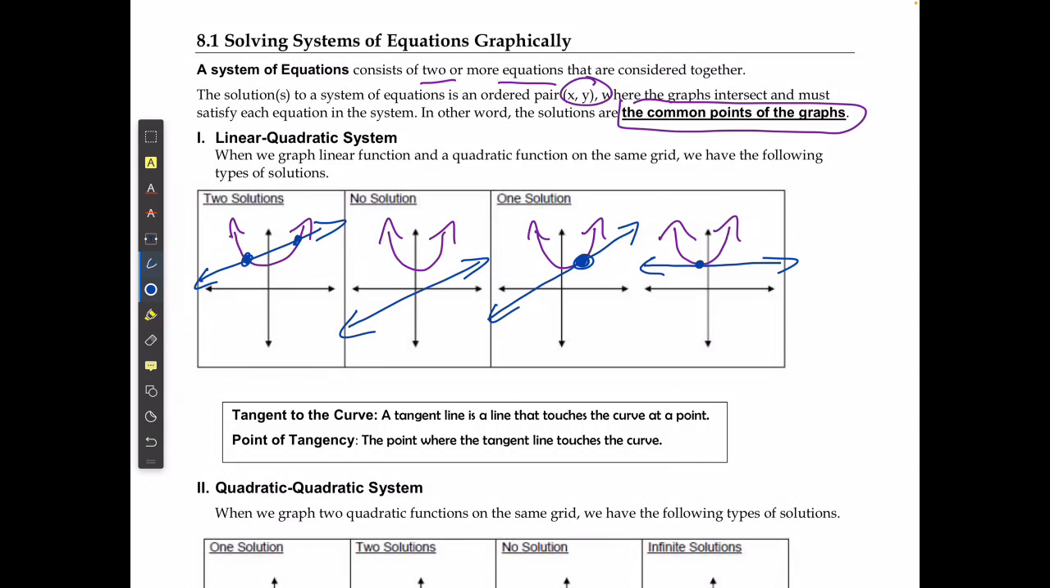We're talking about a tangent to the curve. A tangent line is a line that touches the curve at a point. So in this case, we can see that with the one solution there. The point of tangency is the exact coordinates of where this takes place.